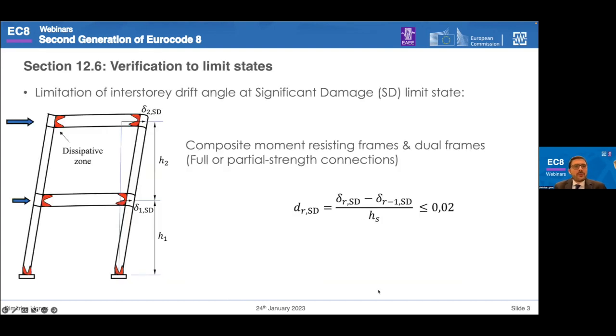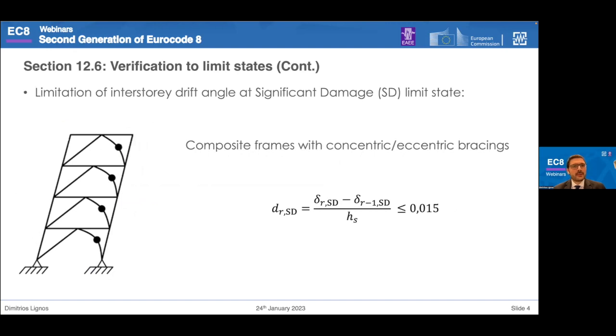Now, moving on to the verification of limit states, there have been additional verifications at the significant damage limit state that you saw also before in other structural systems and materials, conditioned on the structural system. For instance, for moment resisting frames, the interstory drift angle shown here should be less than 2%. And this check is only going to control moment resisting frames above, I would say, four stories, because in this case, their design is usually drift controlled rather than a strength control that you typically have, for instance, in wall systems.